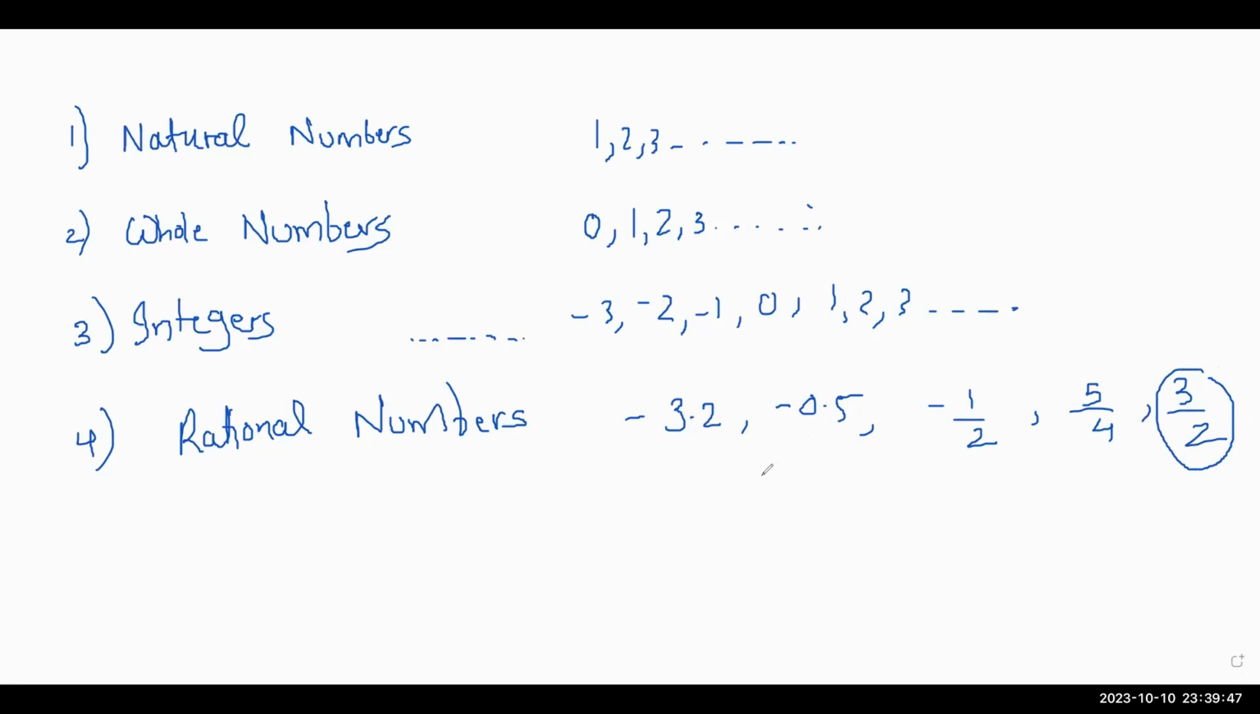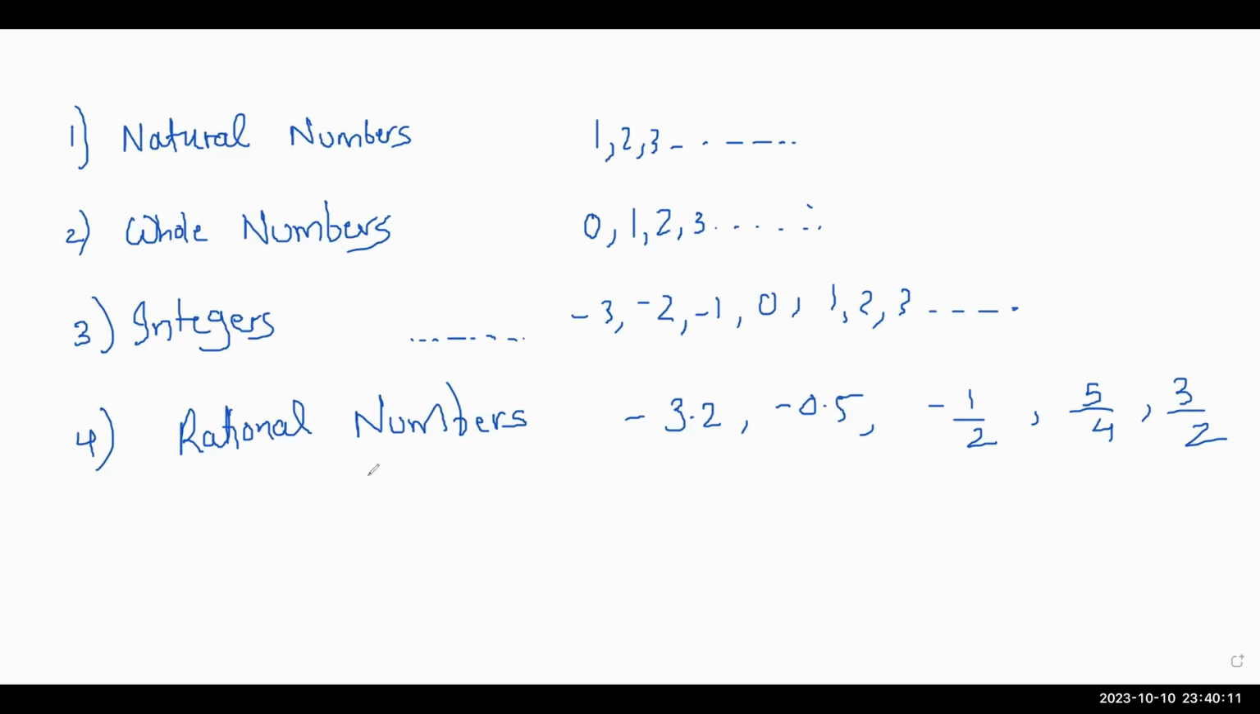Rational numbers can be written in the form of fractions. They could also be written in the form of decimals. Is that fine? So rational numbers are decimals and fractions. Fractions and decimals are always related. Any fraction you can convert into a decimal. Don't you agree? Correct?